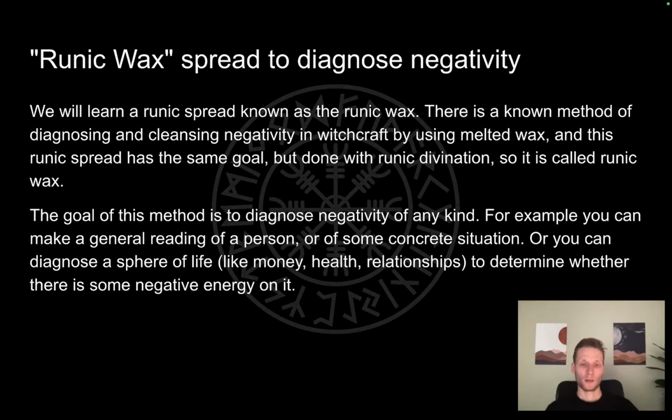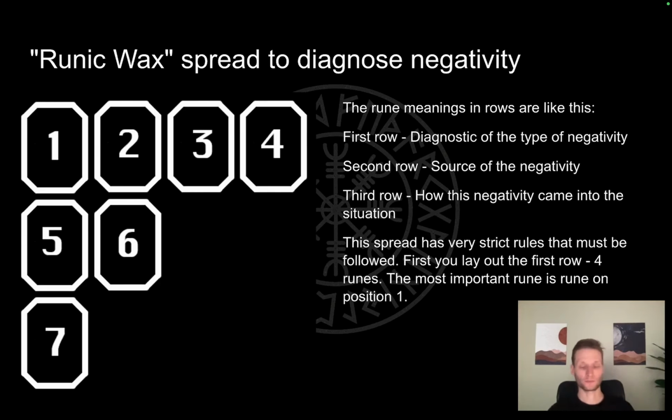There is a known method of diagnosing and cleansing negativity in witchcraft by using melted wax, and this runic spread has the same goal. So it's called Runic Wax. The goal of this method is to diagnose negativity of any kind. For example, you can make a general reading of a person, or of some situation, or of some life area, like money, health, relationships, to determine whether there is some negative energy on it.